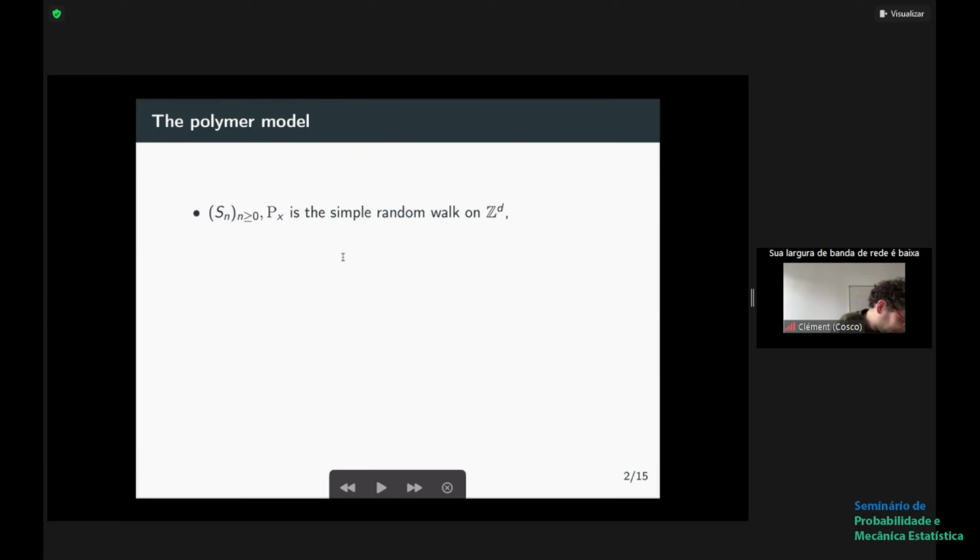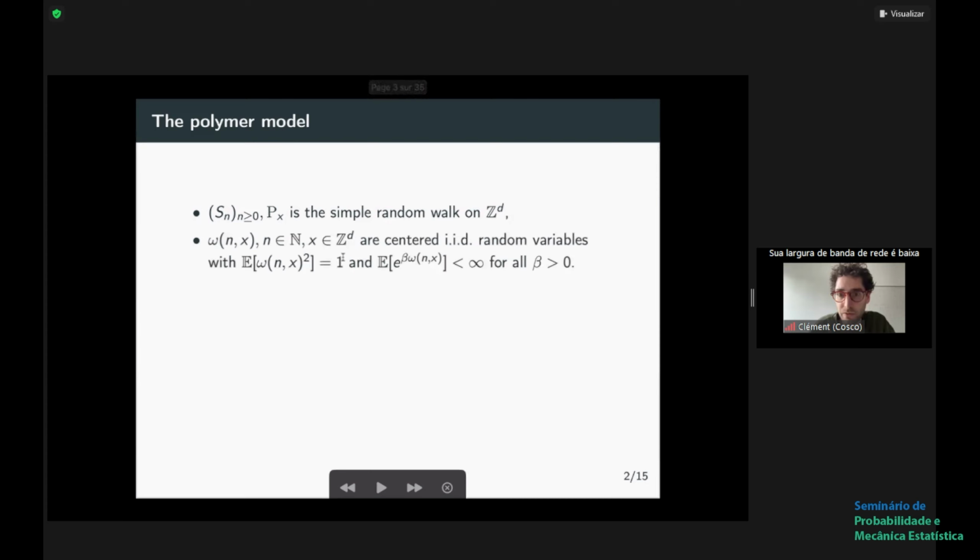And second object will be random variables that we drop throughout the whole space. So don't think only about Z^d, but it's actually a random variable both in time and space. So at each time, the random variables are also thrown, and they are all identically distributed with nice properties. For example, exponential moments, they are centered, they have variance 1.